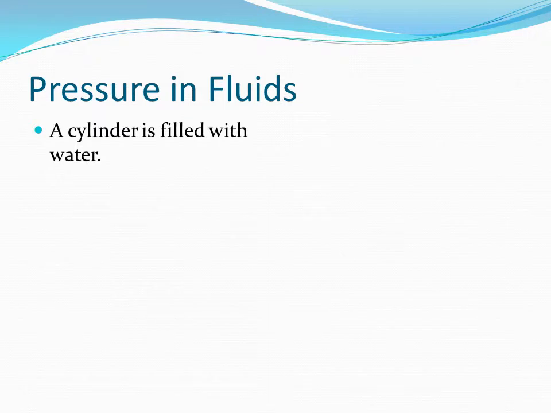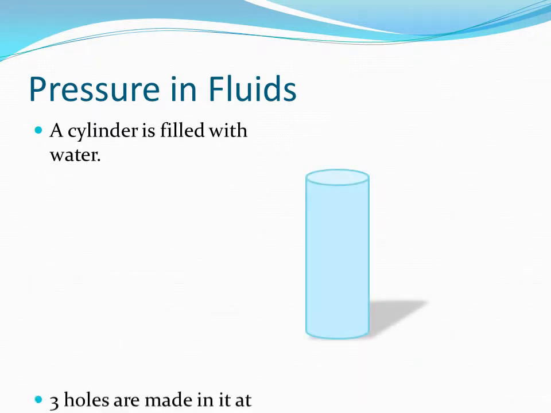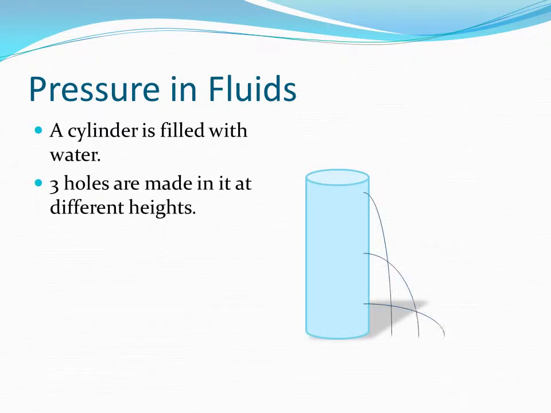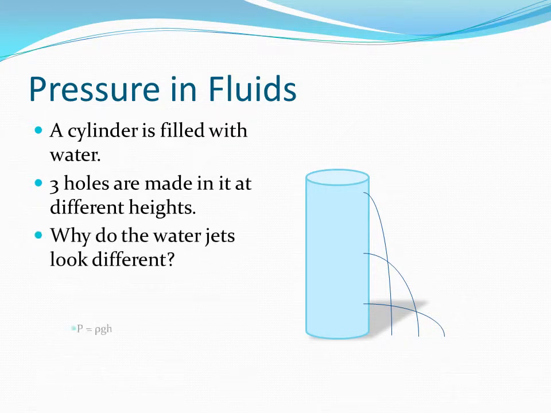Here is a classical question about pressure in liquids. To answer this question, we must observe the diagram and the equation. The jet at the bottom is the longest because there is a large pressure at the bottom compared to the top. This is because the value of h, or depth, is larger at the bottom than at the top.